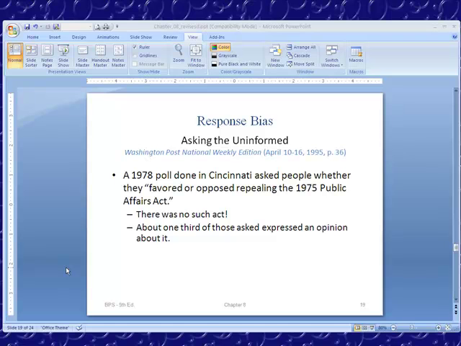Now, the Washington Post National Weekly Edition, they asked a question. A 1978 poll done in Cincinnati asked people whether they favored or opposed repealing the 1975 Public Affairs Act. Now, there wasn't a 1975 Public Affairs Act, but a third of those asked expressed an opinion about it. So sometimes people, like I said, respond to the interviewer because they don't want to look dumb.